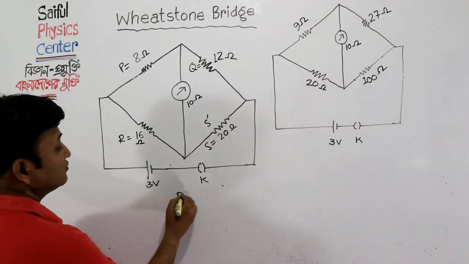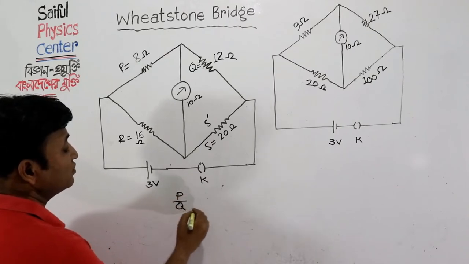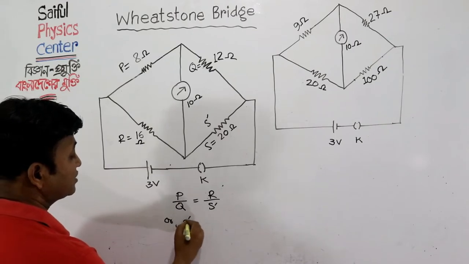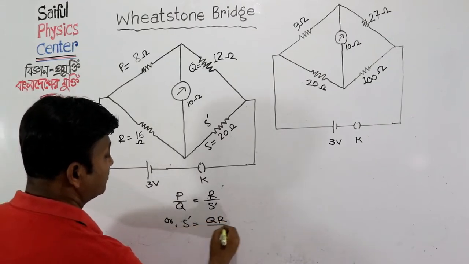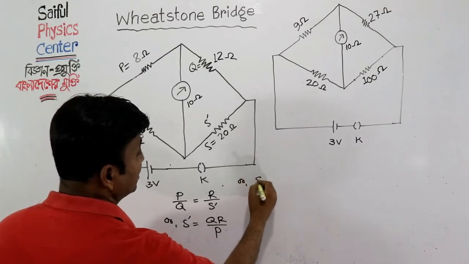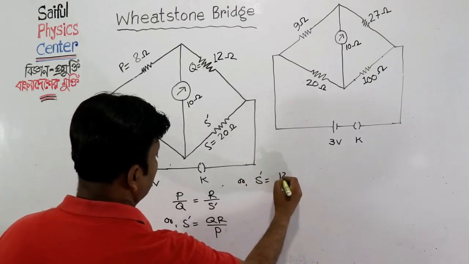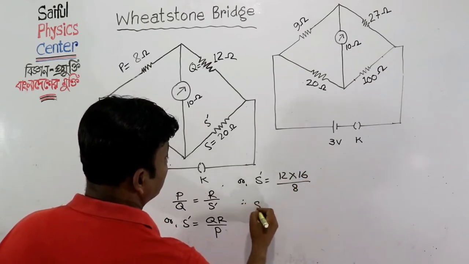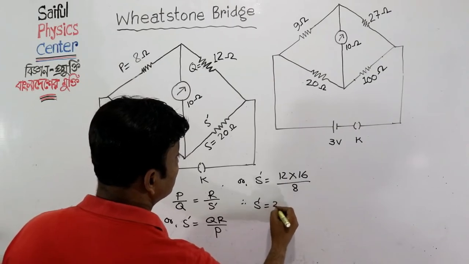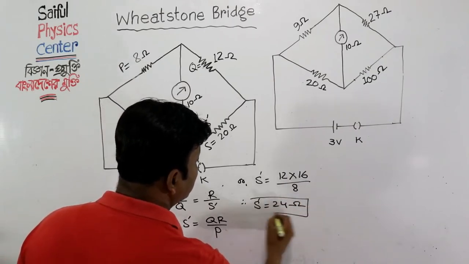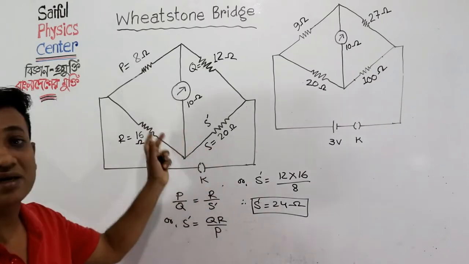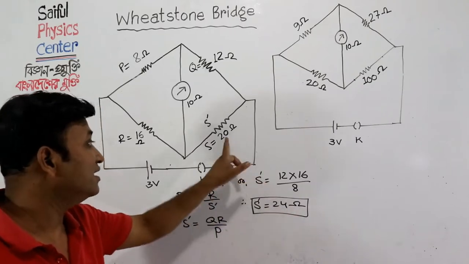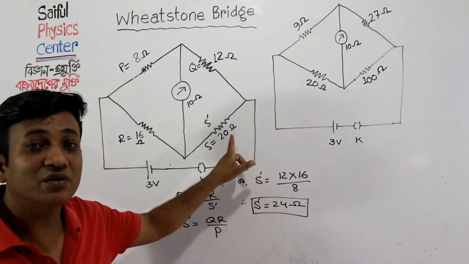We know from the balance condition that P by Q equals R by S prime, or from here we get S prime equals QR by P. Now putting the values, Q is 12, R is 16 and P is 8. So S prime is 24 ohms. So to balance the unbalanced bridge we need 24 ohms resistance here instead of 20 ohms.